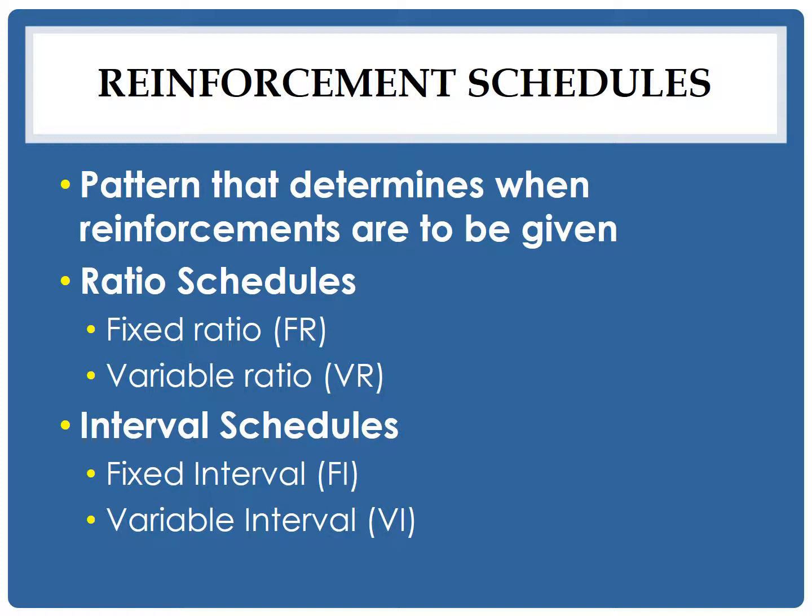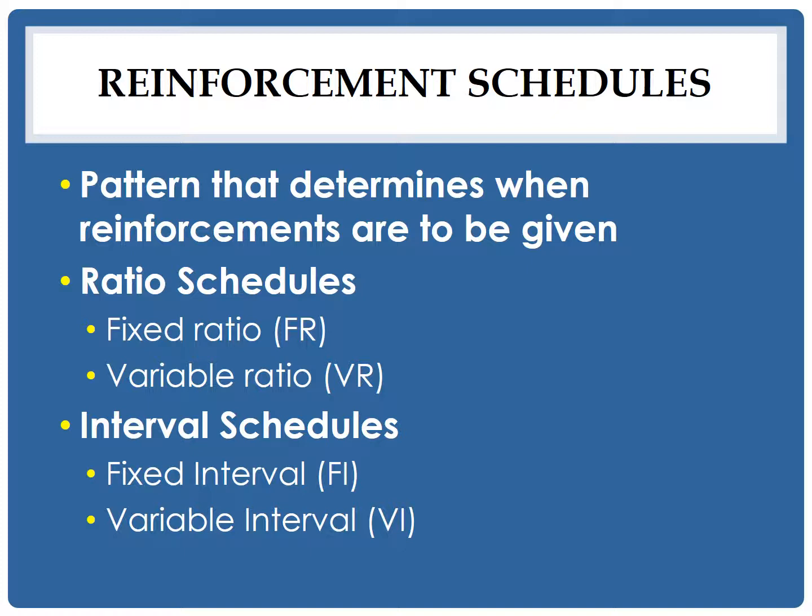So reinforcement schedules are just the pattern that determines how and when the reinforcements are given. These can be done either on a ratio schedule or an interval schedule, and different patterns produce different results. But for now, we're just going to talk about ratio schedules versus interval schedules. Ratio schedules are after a certain number of responses, the reinforcement is given. So a fixed ratio, maybe every 10 times the rat pushes the lever, the food pellet is delivered, something like that. There's a fixed number, and after that number is reached, the rat gets the food.